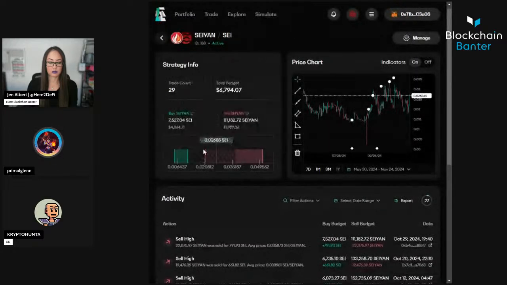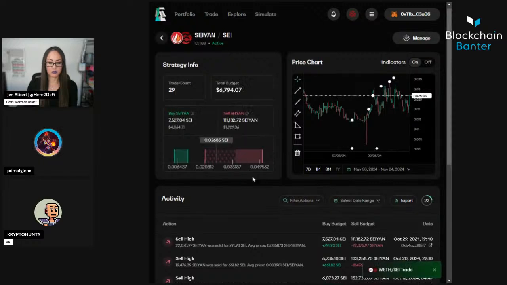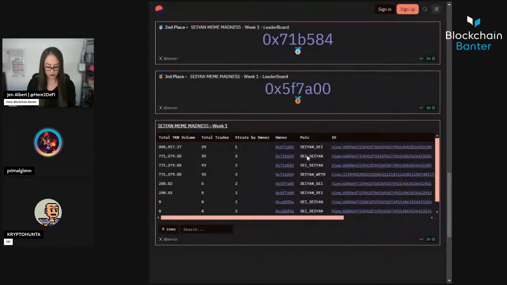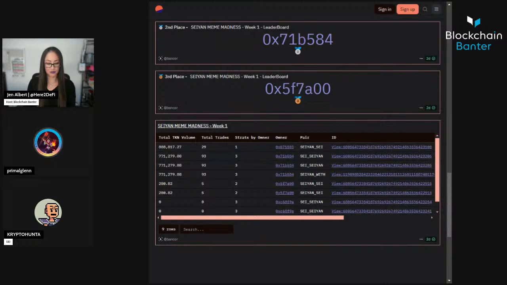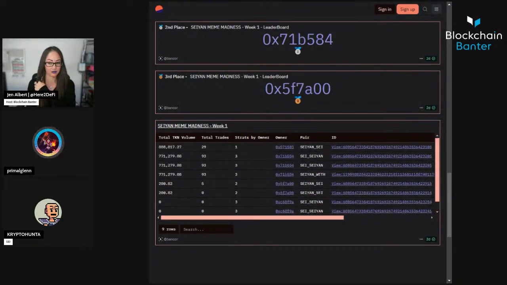As the price of Seiyan goes up, it might start selling some of these Seiyan tokens. And if it goes down again, it might start buying Seiyan again, so it might start generating volume. So you'll be able to click on all of these strategies and see what they're doing. This is very transparent. At that point, you might decide, okay, this strategy is doing quite well. This trader has chosen really good ranges. Maybe I want to copy some of that strategy's value and do something similar for my own. So this is how we're going to keep track of the top traders.